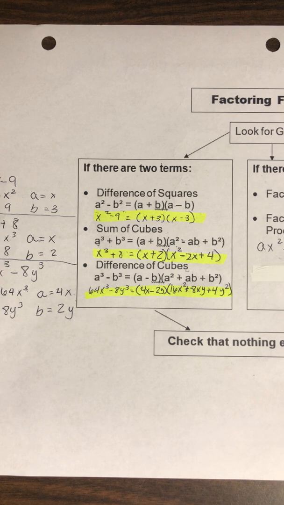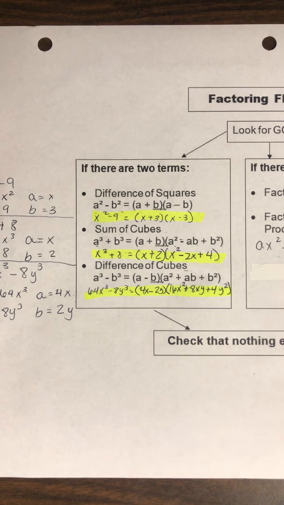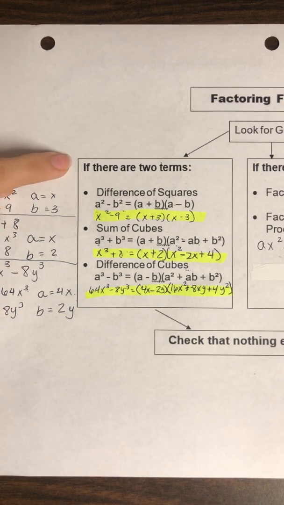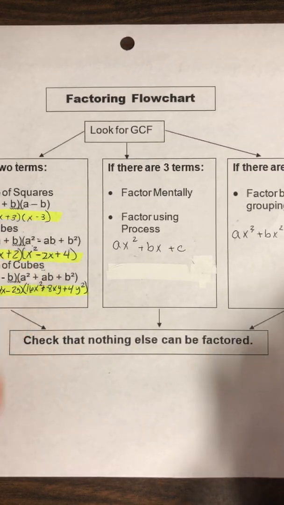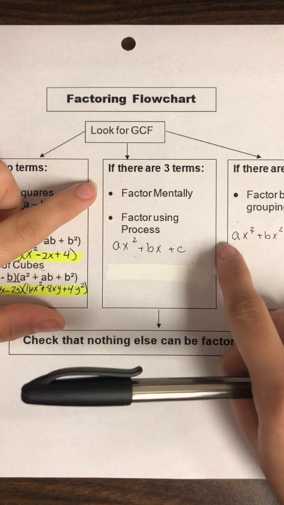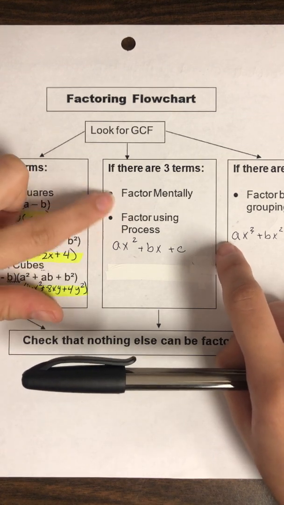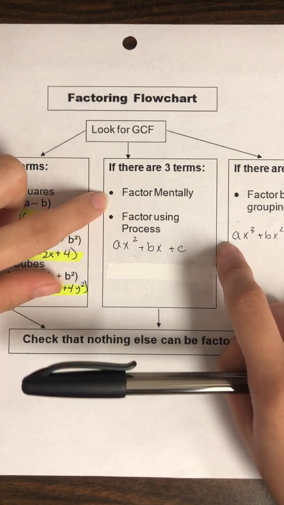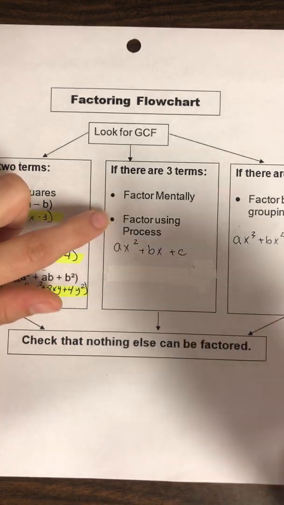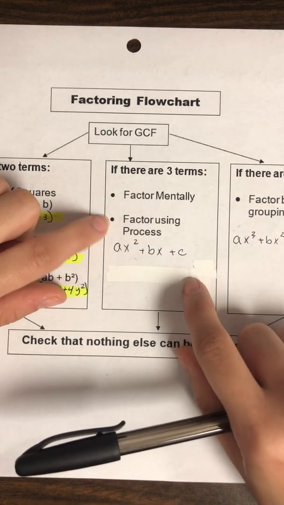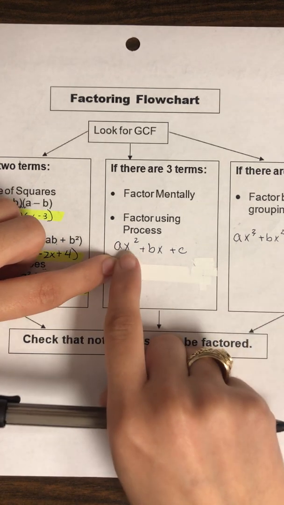That's how you know when you are going to be factoring with two terms. Let's take a look at what we do when we have to factor with three terms. There are two bullet points that say factor mentally. If you can do that, that's awesome, that's great. But some of us need a little more steps. So let's take a look at what it's supposed to look like.